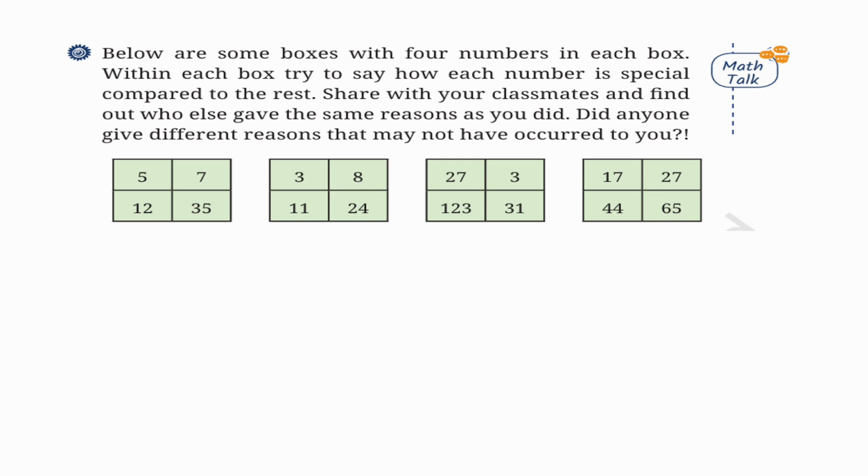Below are some boxes with 4 numbers in each box. Within each box, try to say how each number is special compared to the rest. Share with your classmates and find out who else gave the same reasons as you did. Did anyone give different reasons that may not have occurred to you? See the first table. The table contains 5, 7, 12, 35.